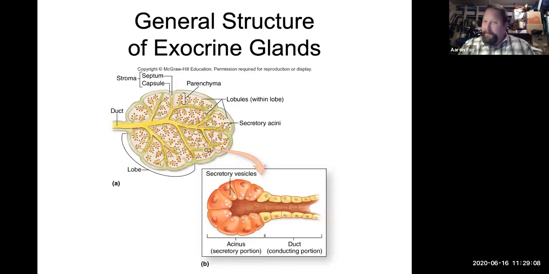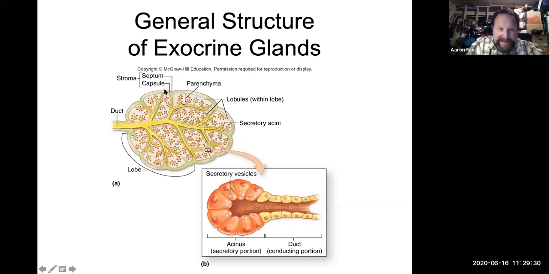So here's a basic structure of an exocrine gland. When you see that exo, think duct, and there it is. This is a set of tubes draining this exocrine gland. The outer structure is called the capsule, and it is made of a material called stroma.